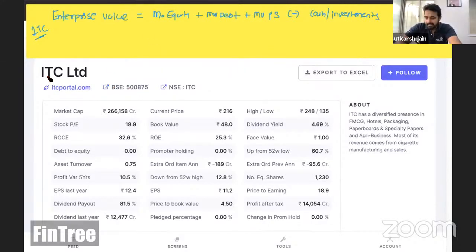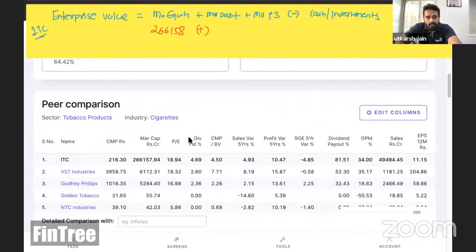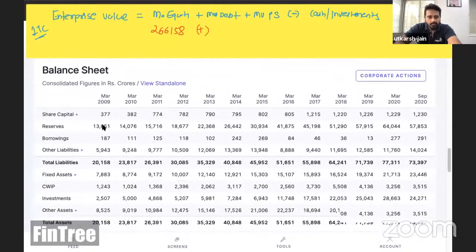Market value of equity, yes, sir. We do have the market capitalization of the company, and that's a massively large number. We have 266,158. So that's your market value of equity. Plus, do we have market value of debt? Now we can look at the balance sheet if they have any debt. So let's go to the balance sheet and see if we can spot some debt there.